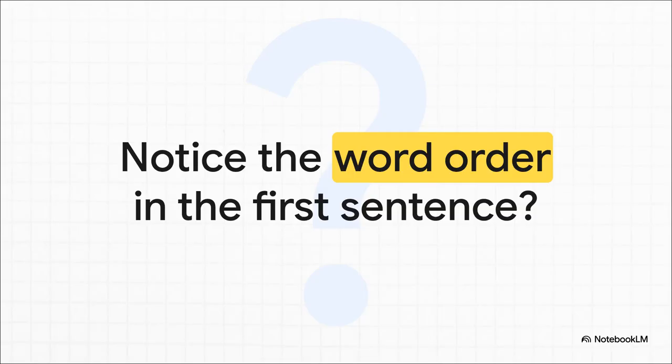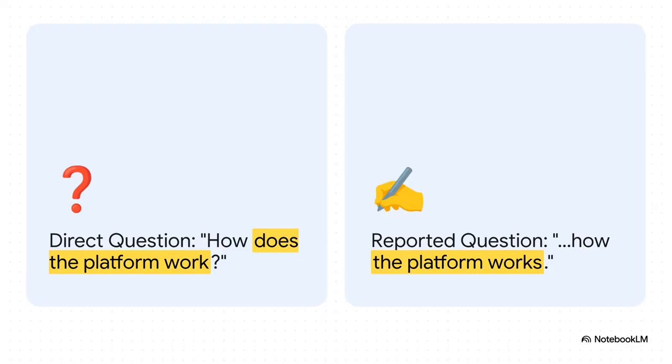So let's zoom in on that very first sentence we heard. Take a look at it. Do you notice anything a little different about the word order after the word how? Aha! And there it is. Look, a direct question is flipped. How does the platform work?